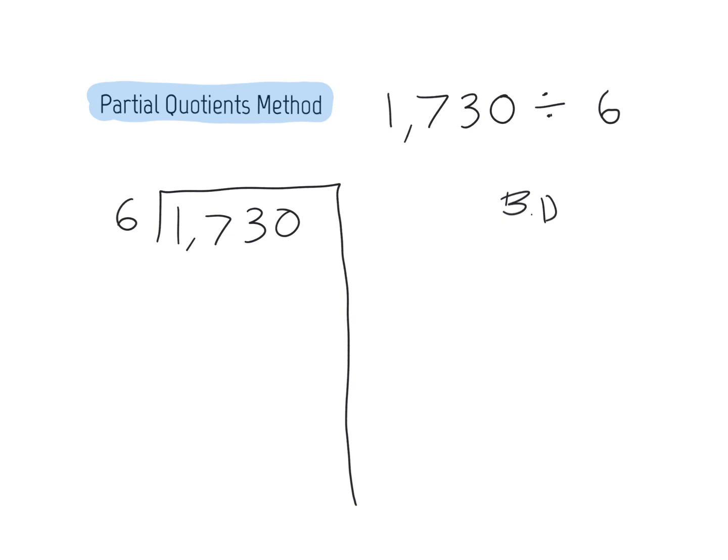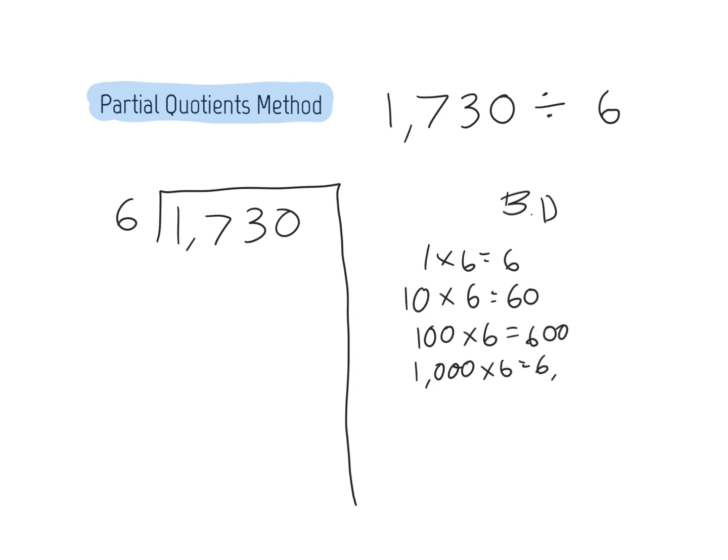The easiest place to start with this method is to start in tens. So here's what I mean by that. So I know that 1 times 6 equals 6. So that also means that 10 times 6 equals 60. And 100 times 6 equals 600. 1,000 times 6 equals 6,000. I'm going to use these numbers to help me first.